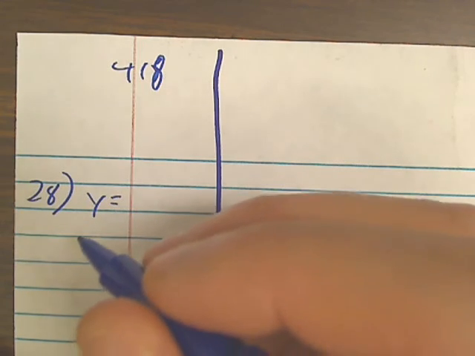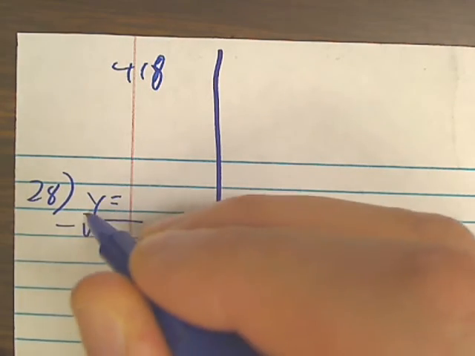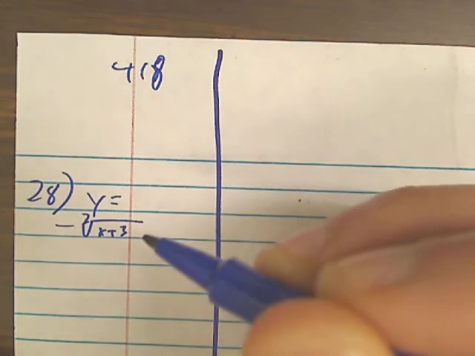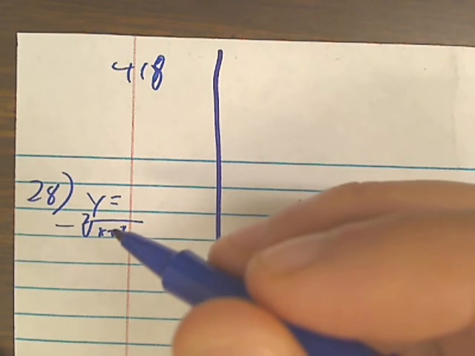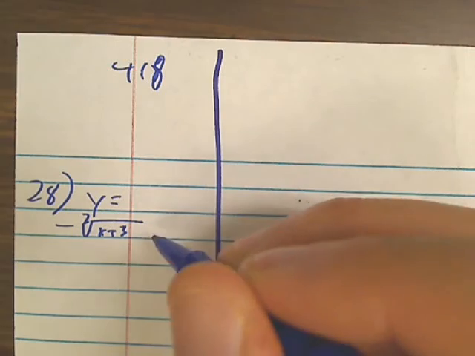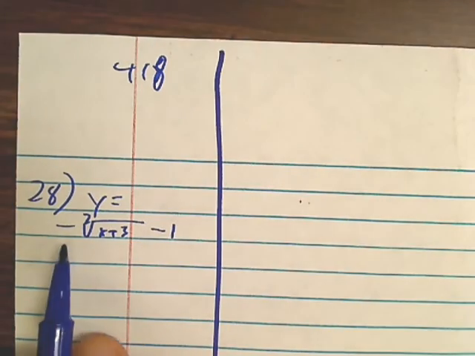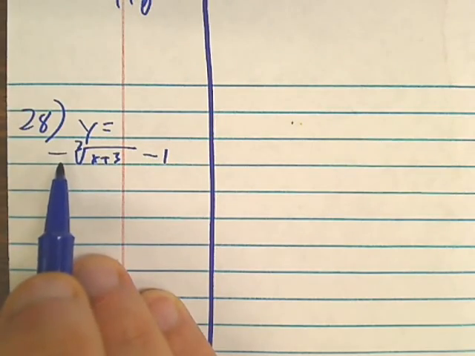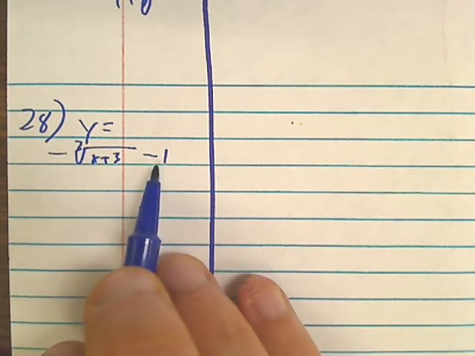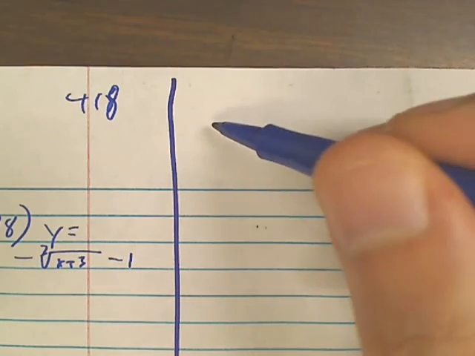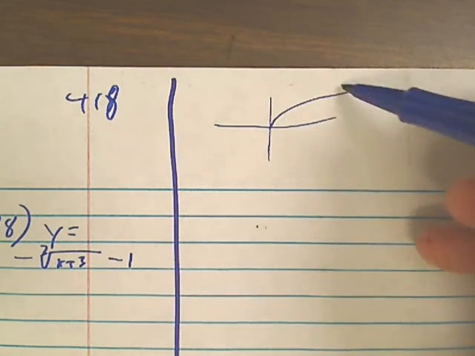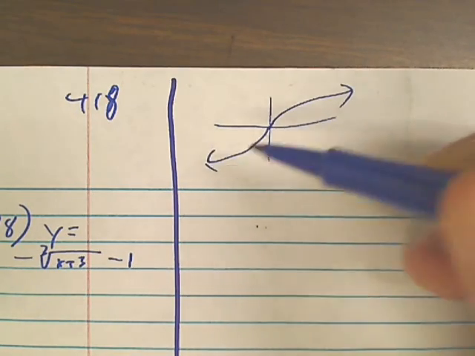Negative cube root of x plus 3, minus 1 at the end. So your value of a is negative 1. That plus 3 means something, and that minus 1 means something. I'm going to go ahead and put my cube root graph up here, because this is going to be my parent function.